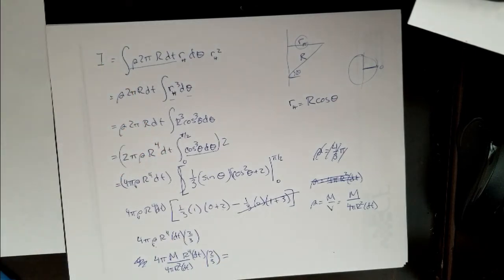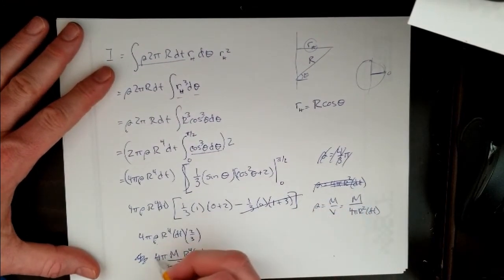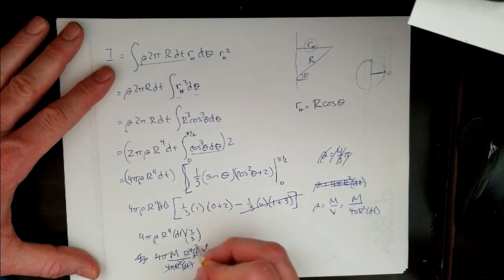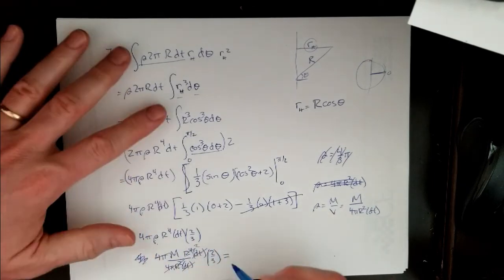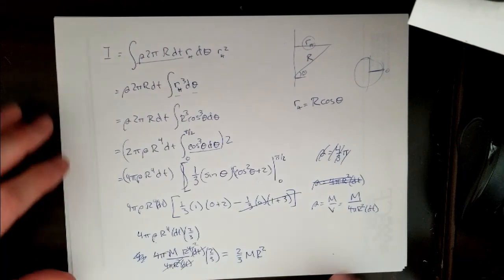And now we do some canceling, which is often the best part. So 4 pi cancels out, dt cancels out, R squared cancels out with 2 of those. And what I'm left with is 2/3 m R squared. And that's the formula for the hollow sphere.